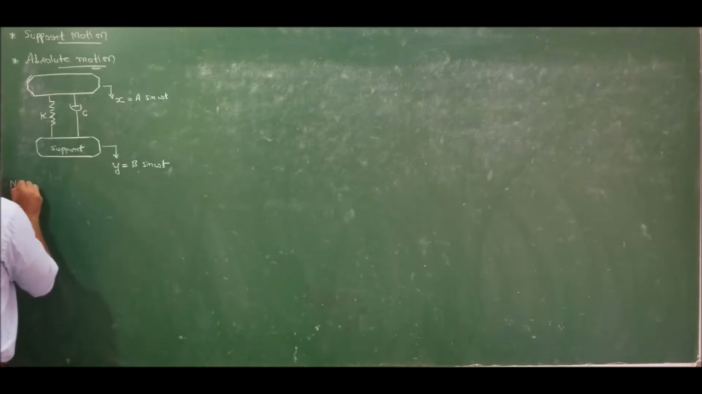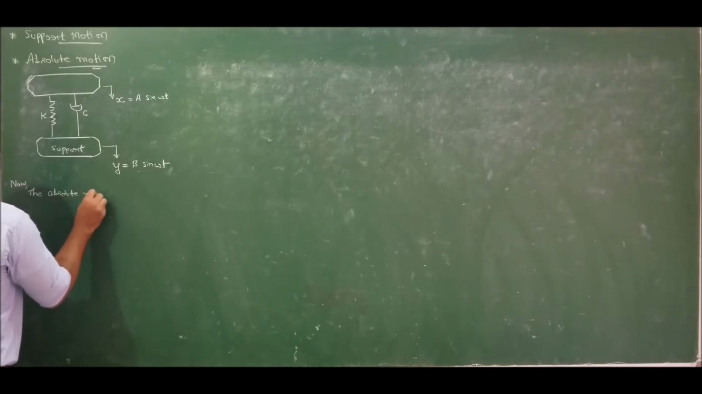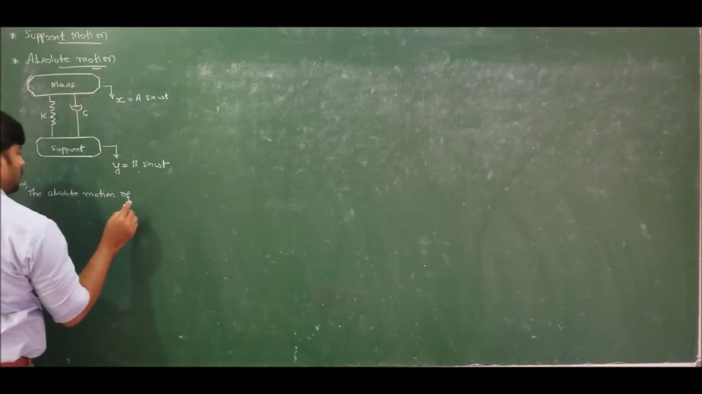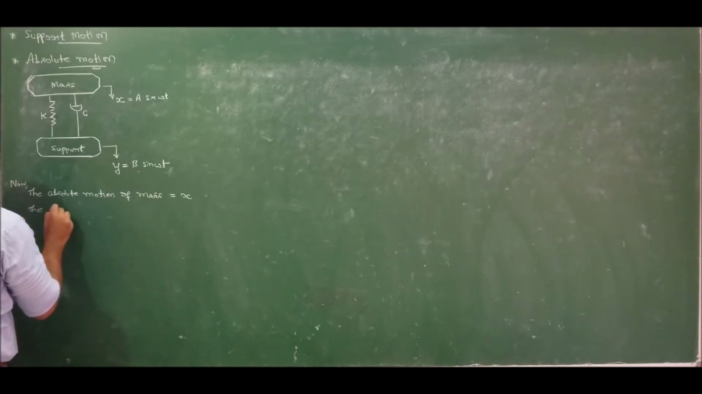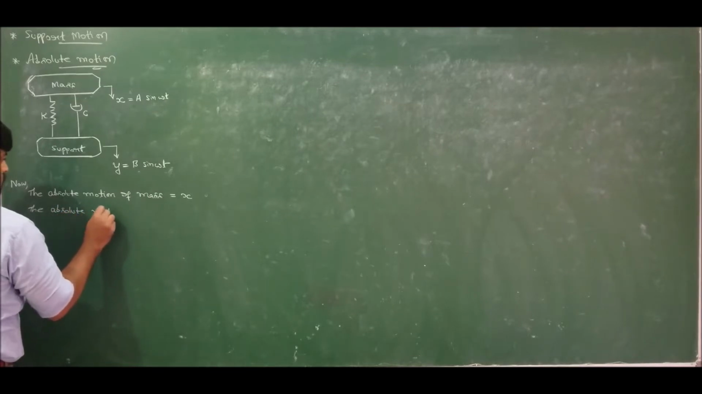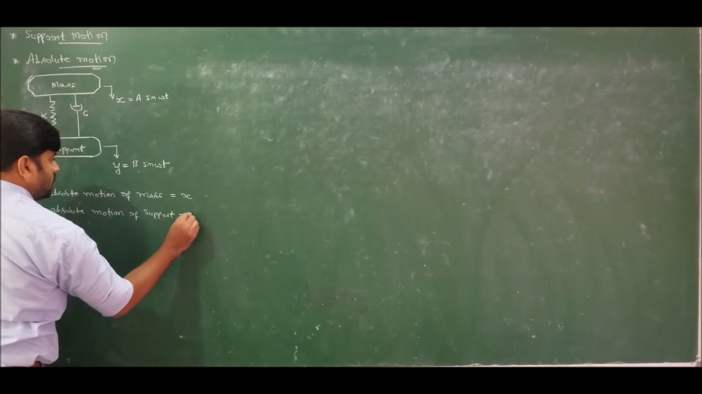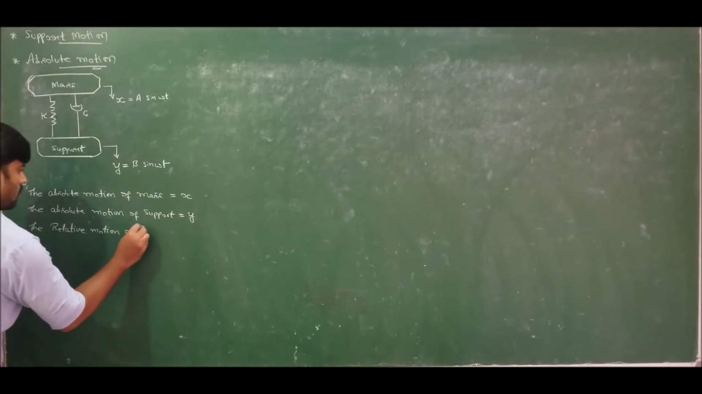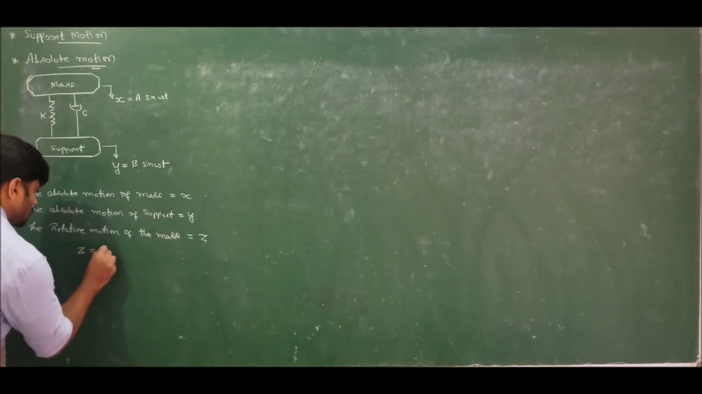Now if I consider the absolute motion, the absolute motion of the mass is equal to x, which is a sin omega t. Now the absolute motion of the support is equal to y, which is given by b sin omega t. Now the relative motion of the mass be equal to z, that is, z is equal to x minus y.